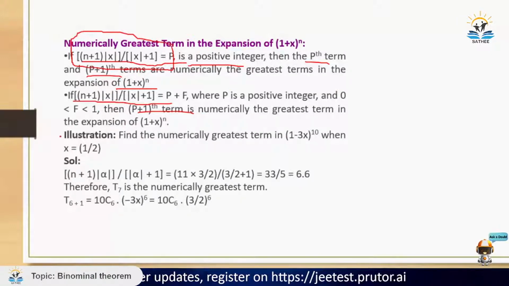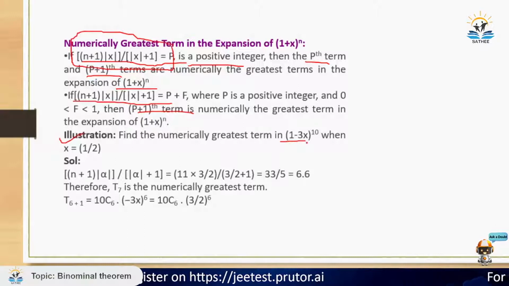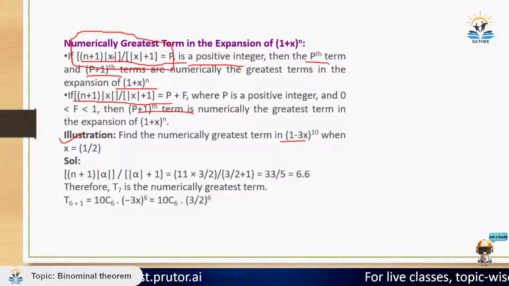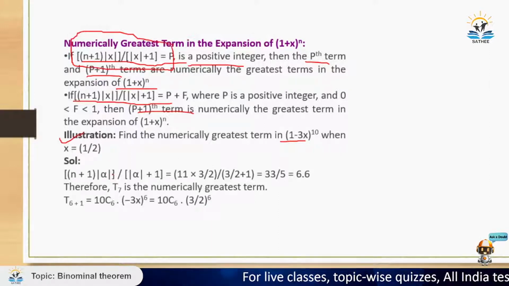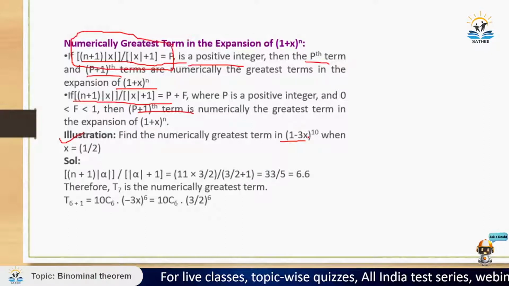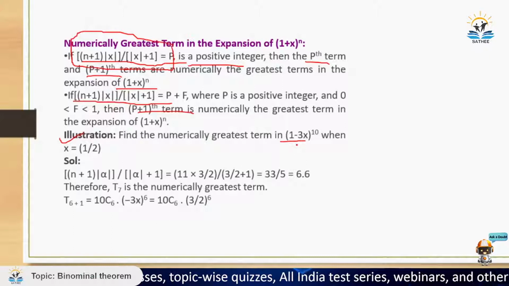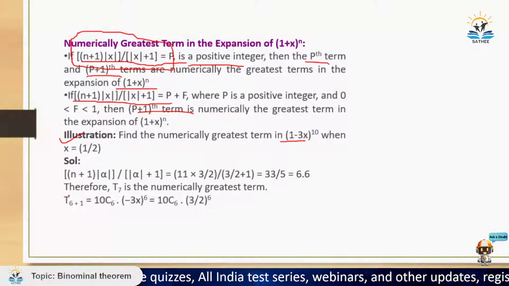So let's understand it with the help of an example. This is the expansion given to you, and you need to calculate the numerically greatest term. The x value is given as half. So first calculate this thing, n plus 1 mod of x upon mod of x plus 1. So n plus 1 mod alpha upon mod of alpha plus 1, where alpha is nothing but minus 3x. We calculated n is equal to 10 here, so n plus 1 would be 11. So 11 into mod of alpha.